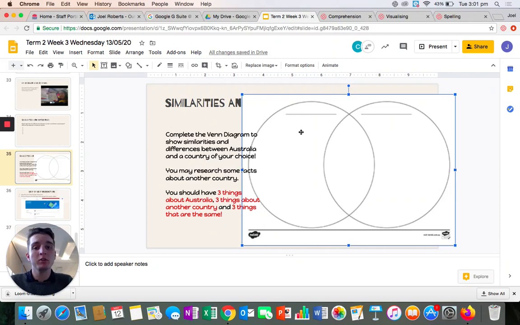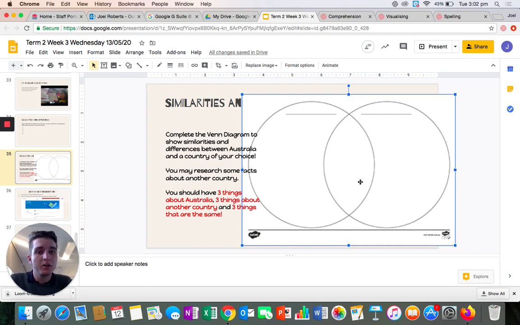Now, in this circle, you will write things about Australia that are specific to Australia. And what I mean by that is that you will write things that only apply to Australia and not the other country that you research. In the same way, on this side, you will write those things that are specific to the country that you research, whether it's France, Germany, Japan, USA, whatever it might be.